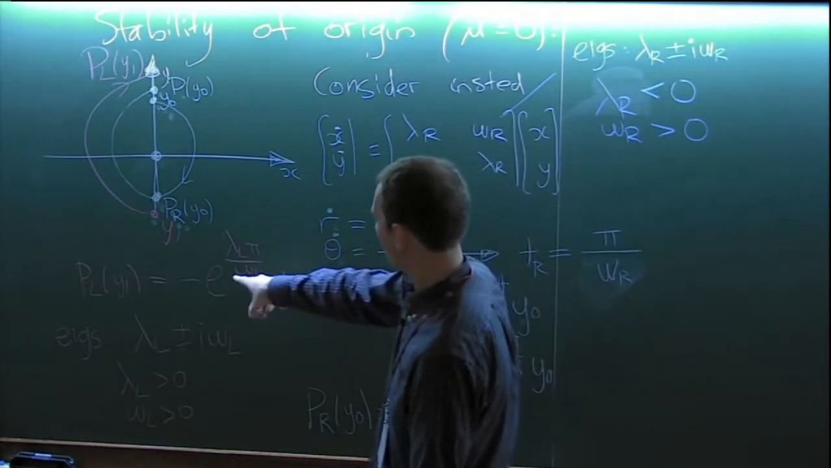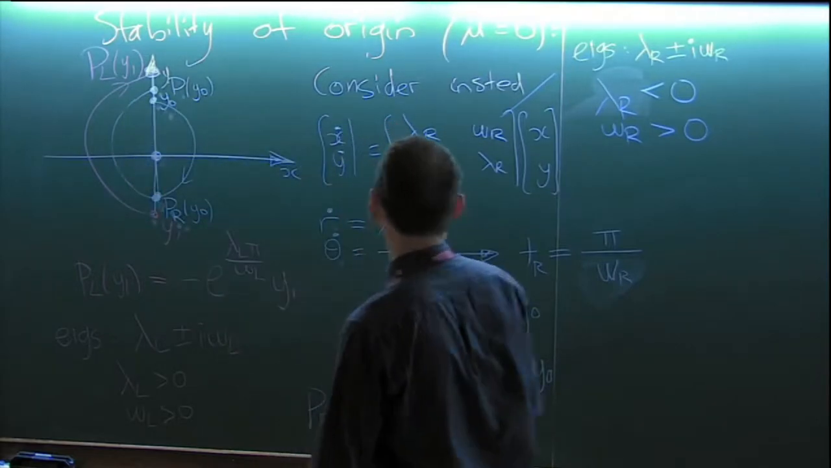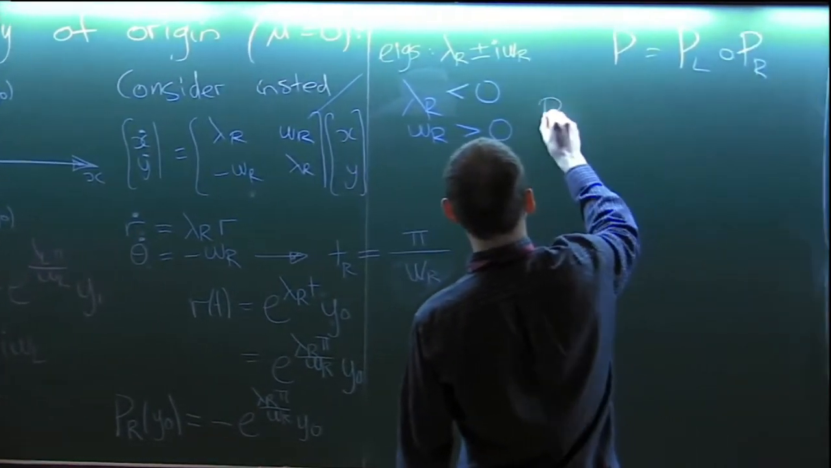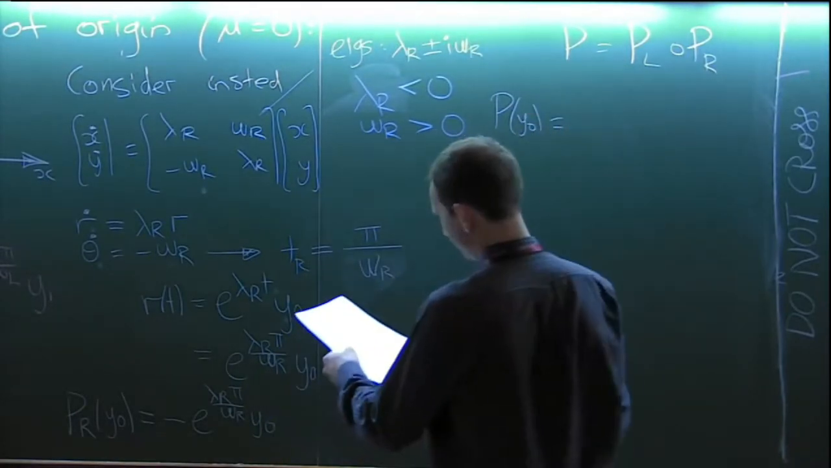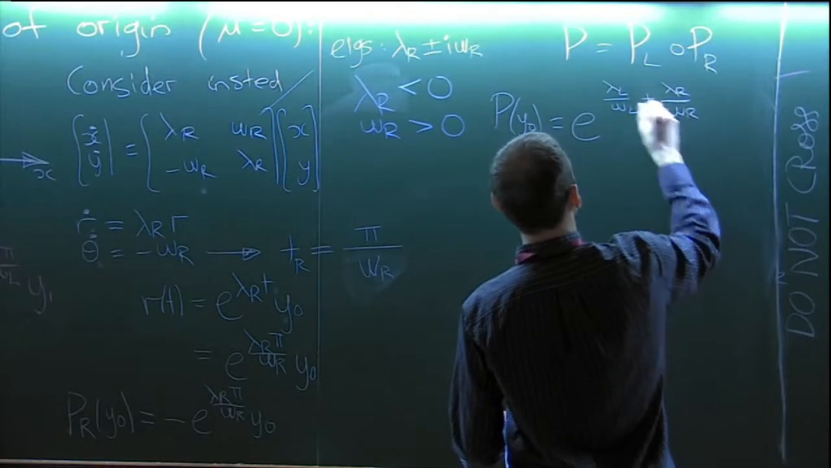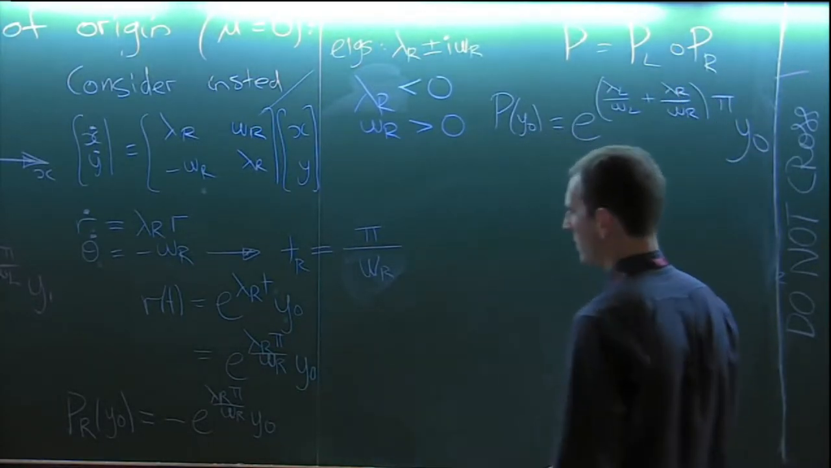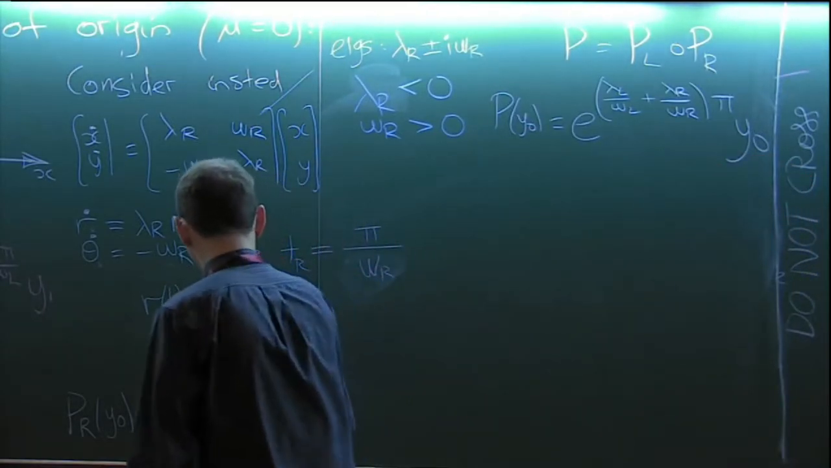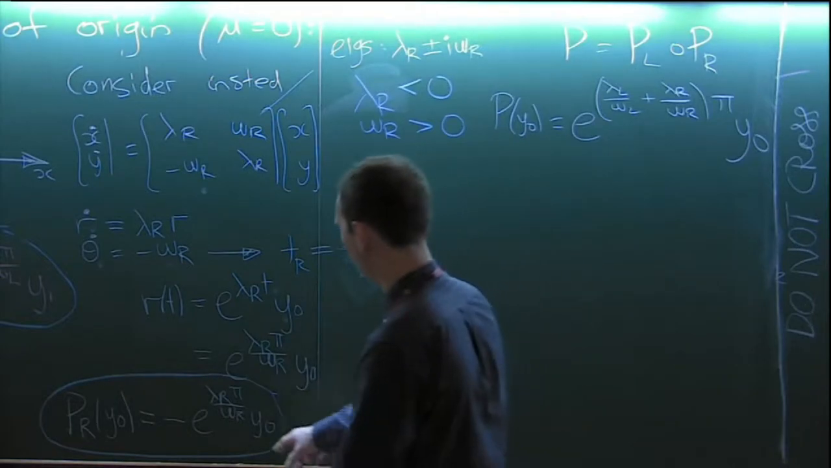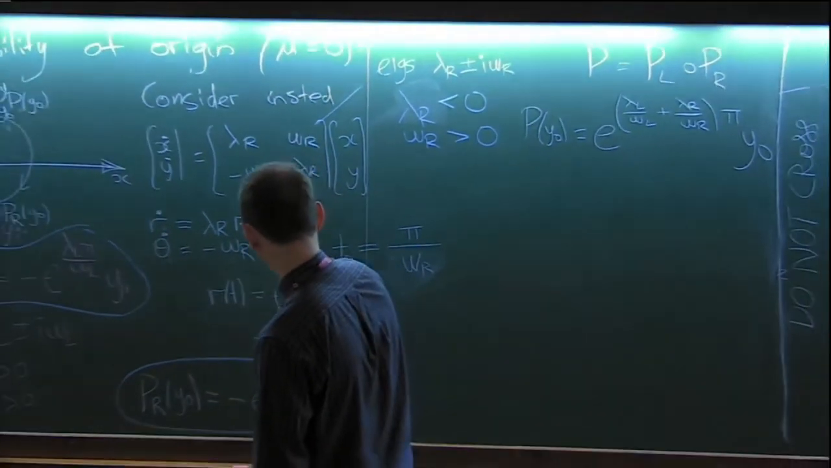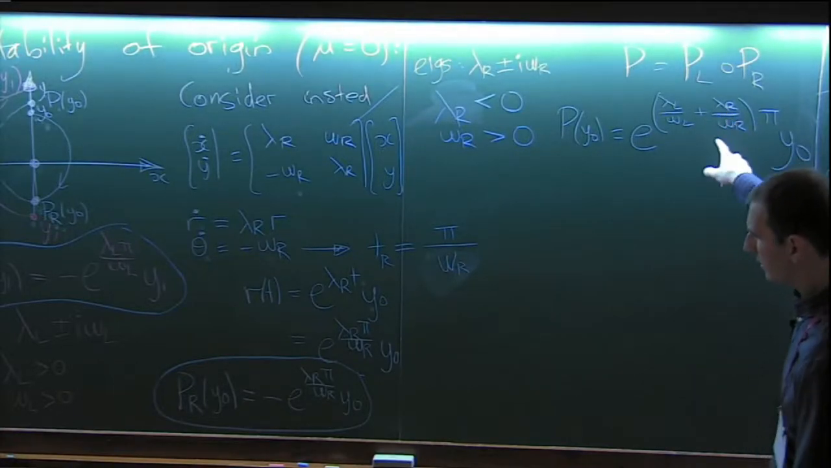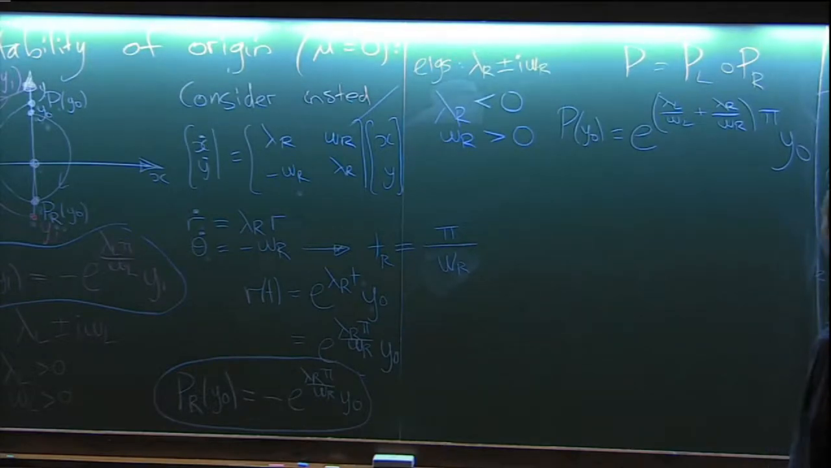Okay, so then I just compose the two half maps to get the full Poincaré map. So just compose the two maps together, this one and this guy. So the two exponentials just multiply together. The minuses turn into a plus. So you're just adding the exponents. So you've got lambda_L over omega_L plus lambda_R over omega_R, and the whole thing times pi.